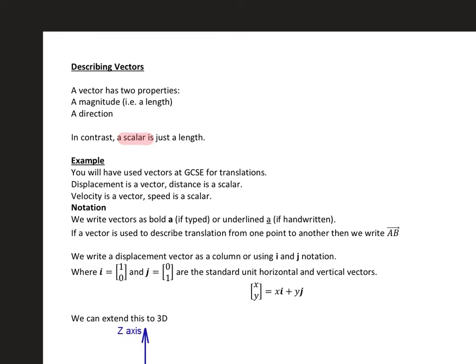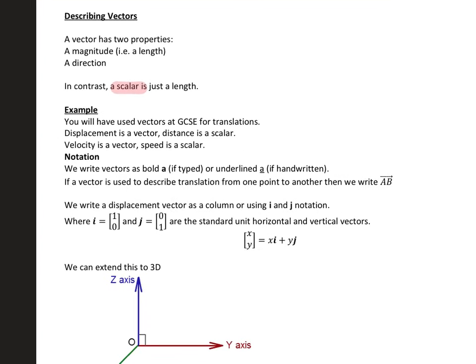Displacement is a vector, but distance is a scalar. So you would say I've travelled 5 kilometers, that's the distance. You would say I've travelled 5 kilometers northeast, that's a vector, that's a displacement. Same thing with velocity. Velocity is the vector and speed is the scalar. So I'm traveling 30 miles per hour, that's the speed. But I'm traveling 30 miles per hour in the north direction, that's a vector, that's velocity.